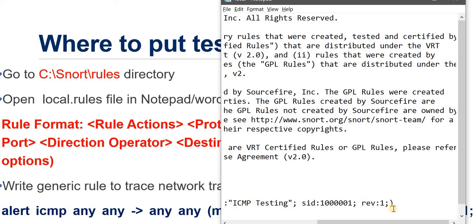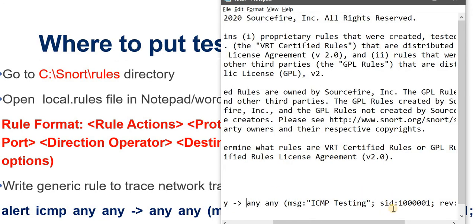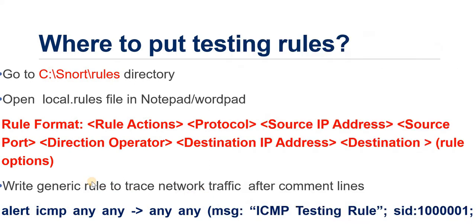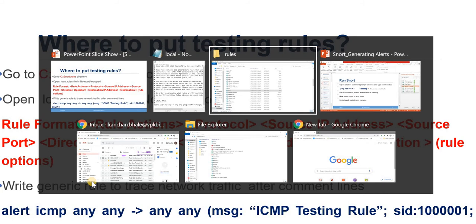So this is the way of giving the testing rule. If you want to give more rules, you can write after this rule. Like if you want to write a rule for tracking the TCP traffic, UDP traffic, then you have to write down the rules here for testing purpose. So just save your local.rules file. Now go to the next step.